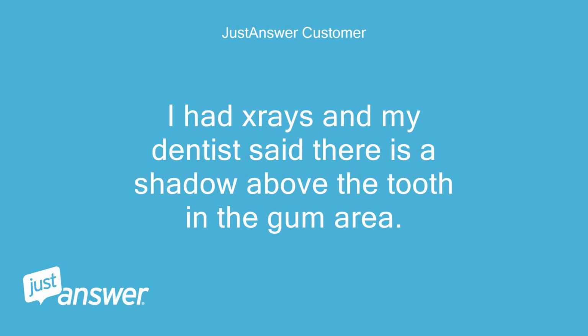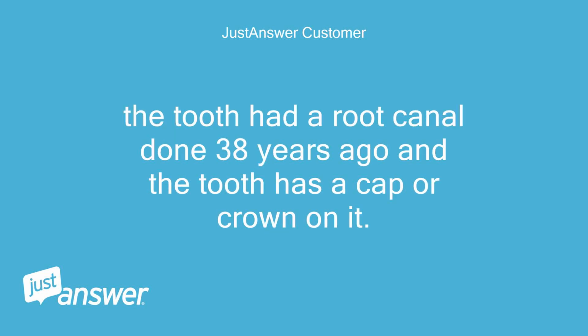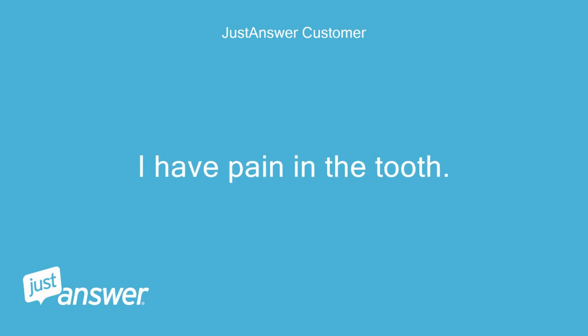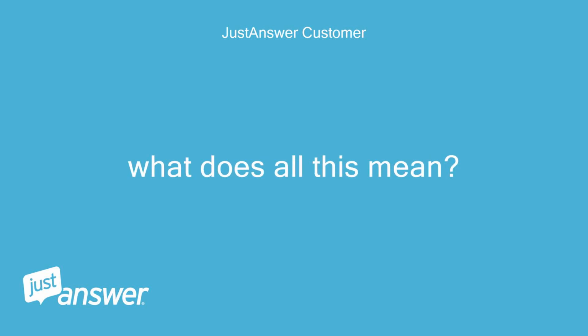I had x-rays and my dentist said there is a shadow above the tooth in the gum area. The tooth had a root canal done 38 years ago and the tooth has a cap or crown on it. I have pain in the tooth. What does all this mean?